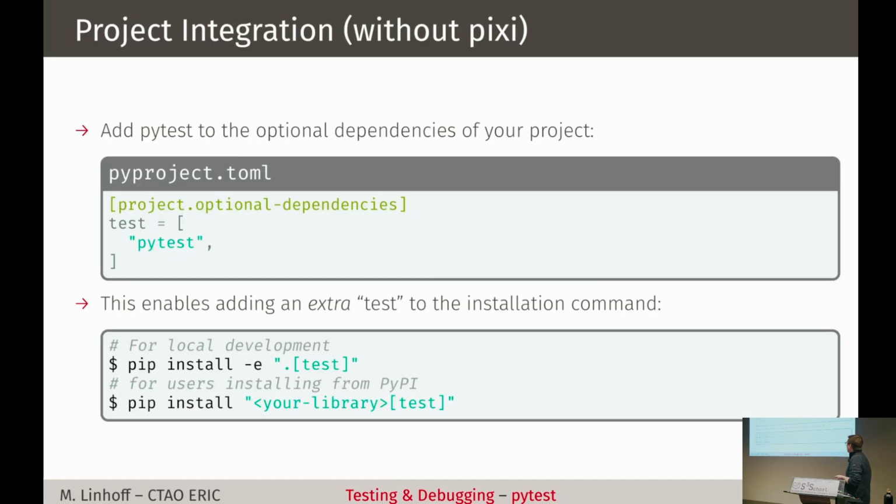So if you do not use Pixi, if you just use a Python project, you would add this to your optional dependencies like this. The test name is also a convention. These optional dependencies can be installed by adding square brackets and then the name of the optional dependency group. So if you are in local development mode and also want the dependencies needed for testing, you would do pip install -e dot, the local directory, and then in square brackets test. Or if you install from PyPI, you can also add the square brackets test after the module you want to install.